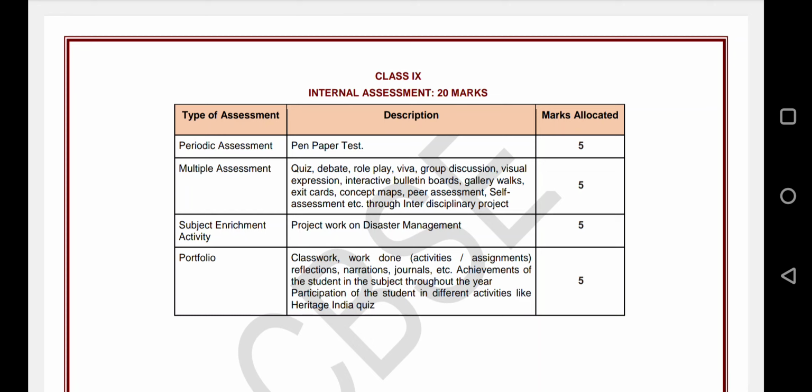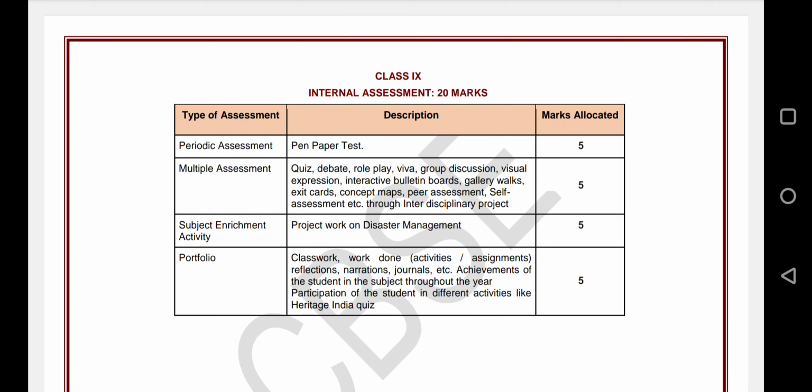Okay, so there will be quiz, debate, role play, viva, group discussion, visual expression, interactive bulletin boards, gallery walks, exit cards. Then you have concept maps. Concept maps are going to help you learn things easily. So start making concept maps once you learn the chapter. Take the inspiration of it from YouTube videos. I may be making some videos on concept maps.